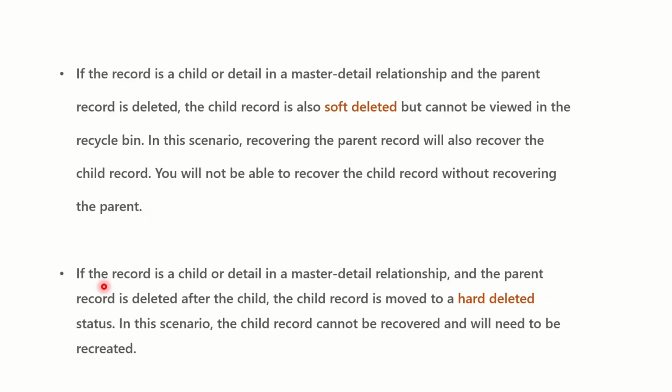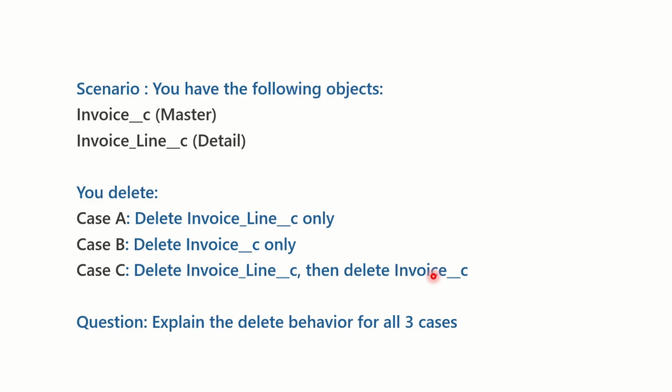Then the second concept is important. Now suppose your detail record, your child record, is deleted first and then you delete your parent record, now the child record will move to hard delete. We are going to see the demo of this because this is going to be a little confusing for you. So that's nothing but case 3 over here, when you delete invoice line and then you delete your invoice.